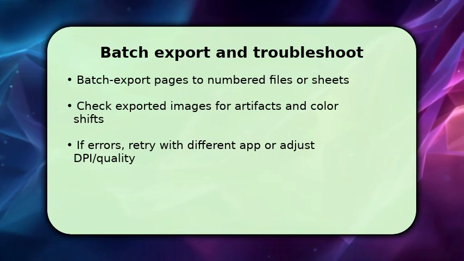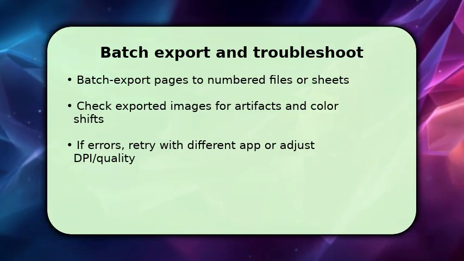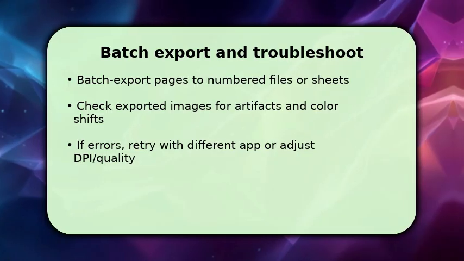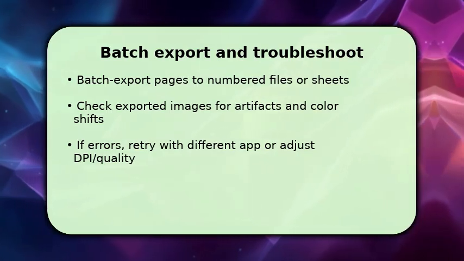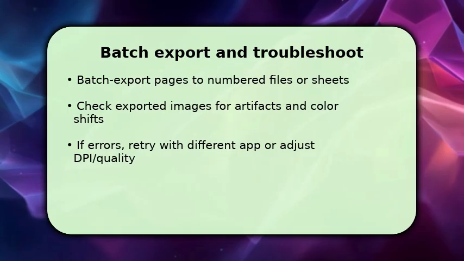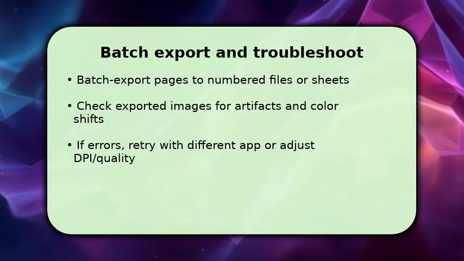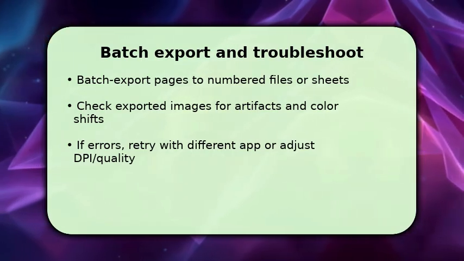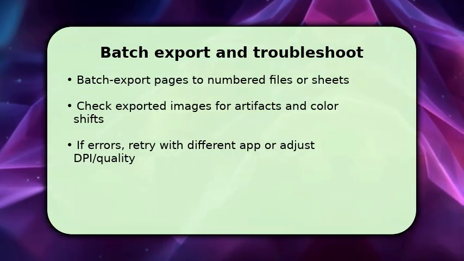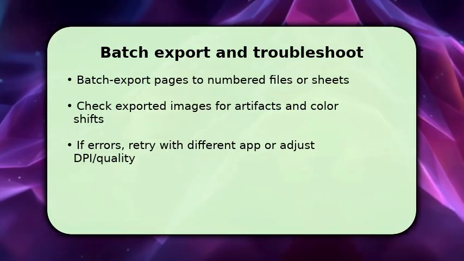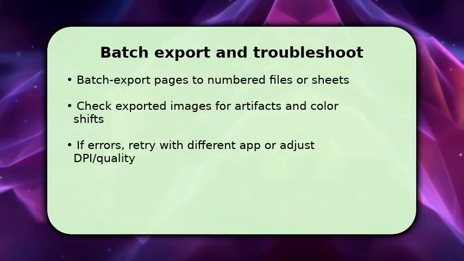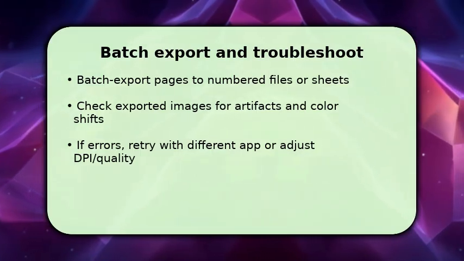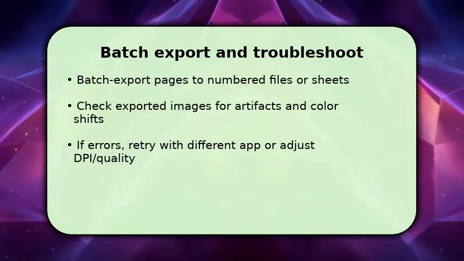Finish by exporting all pages in a batch and naming files logically so you can find them later. After export, inspect final images closely for compression artifacts, missing fonts rendered as outlines, or color shifts. Open in your target app to confirm. If something's wrong, colors off, low quality, missing content, reopen the PDF and adjust DPI, file format, or disable downsampling, then re-export. If problems persist, try a different PDF tool or rasterizer to isolate the issue.